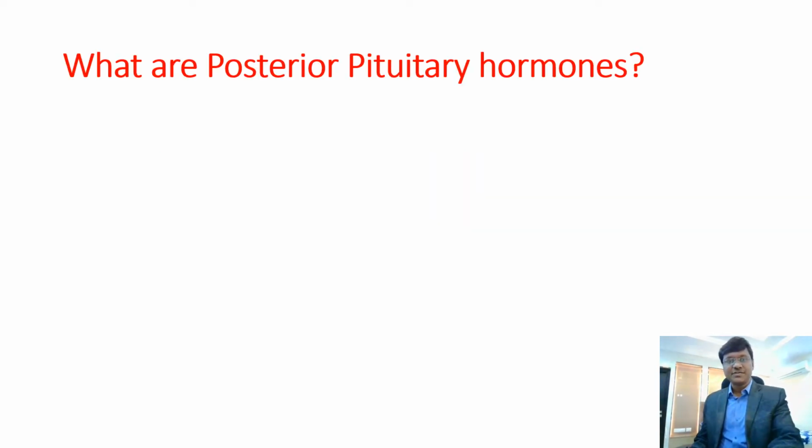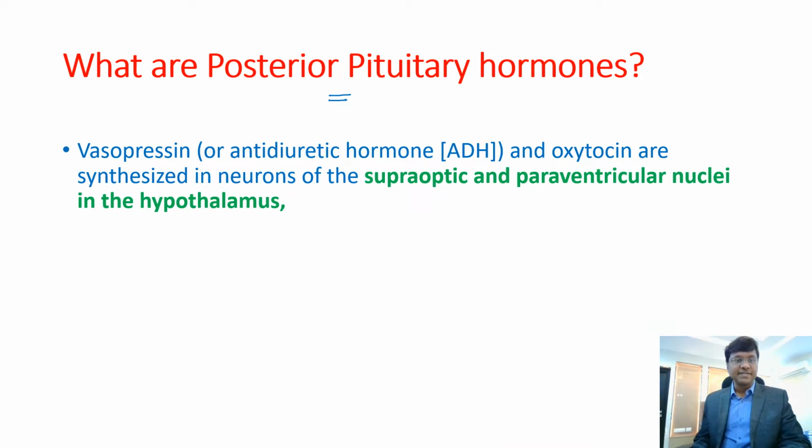So if you see this point, what are the posterior pituitary hormones? As such, posterior pituitary does not synthesize the hormones. It only acts as a storage organ and it will secrete the hormones. Then, where are these posterior pituitary hormones synthesized? Posterior pituitary hormones, please remember, are synthesized within the hypothalamus.